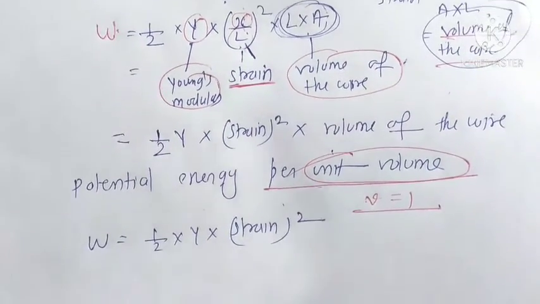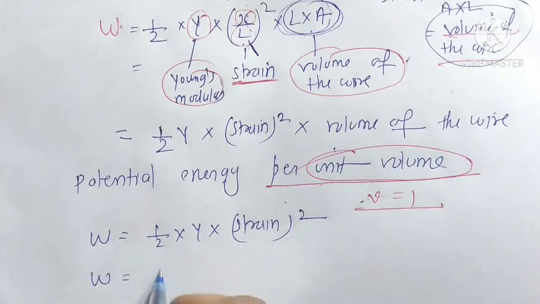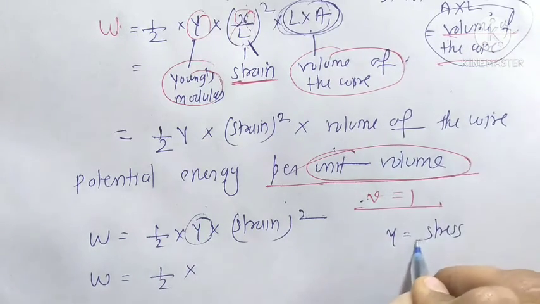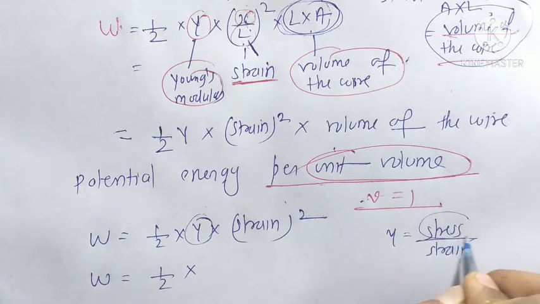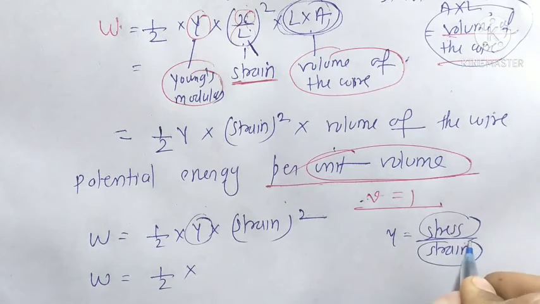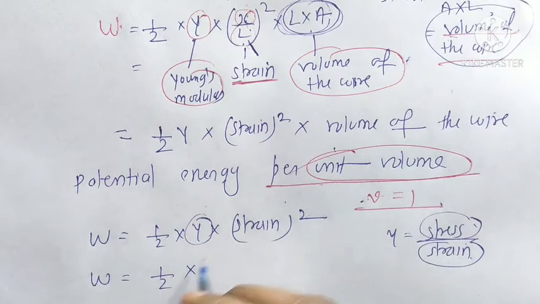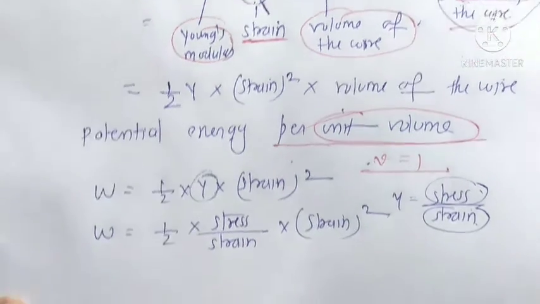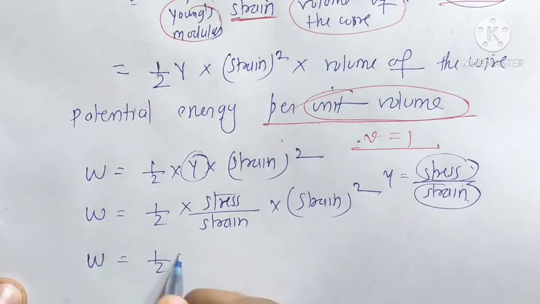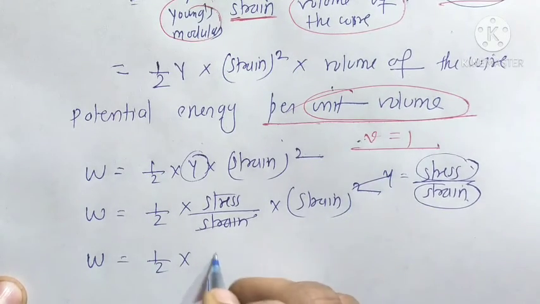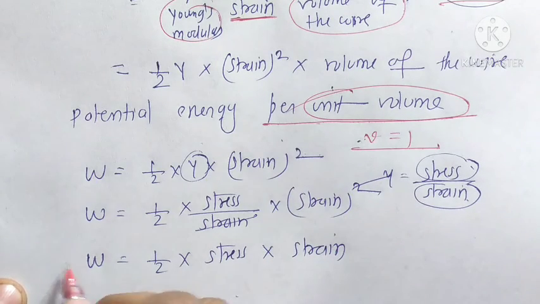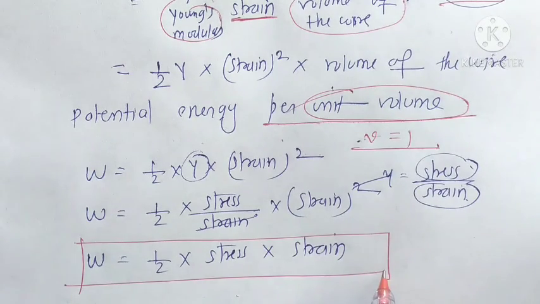Simply we write work done is equal to half, and Young modulus is equal to stress upon strain. This is longitudinal stress and longitudinal strain, but simply we write stress upon strain. So stress upon strain, and this is strain whole square. Work done is equal to half, and strain and strain cancel, so what is left is stress into strain. So work done is equal to half stress into strain; this is our value.